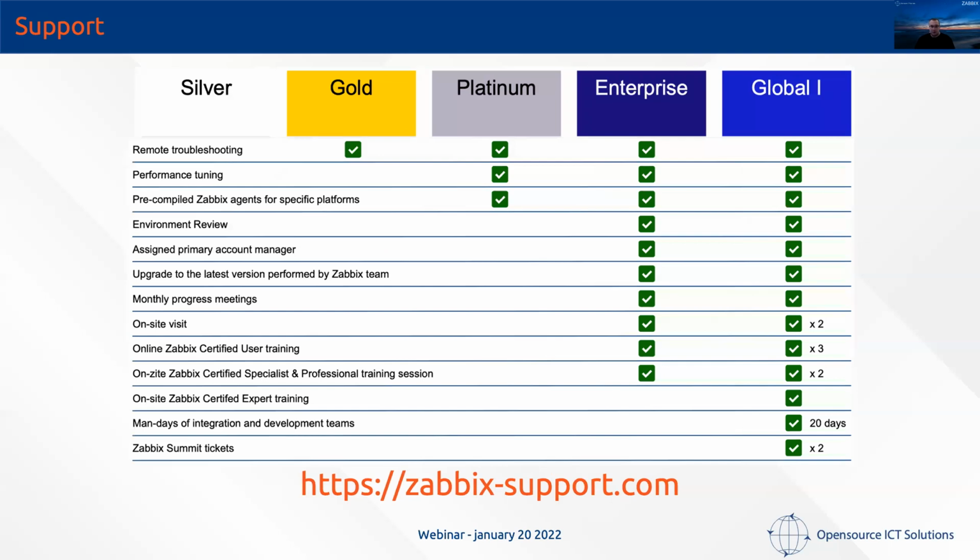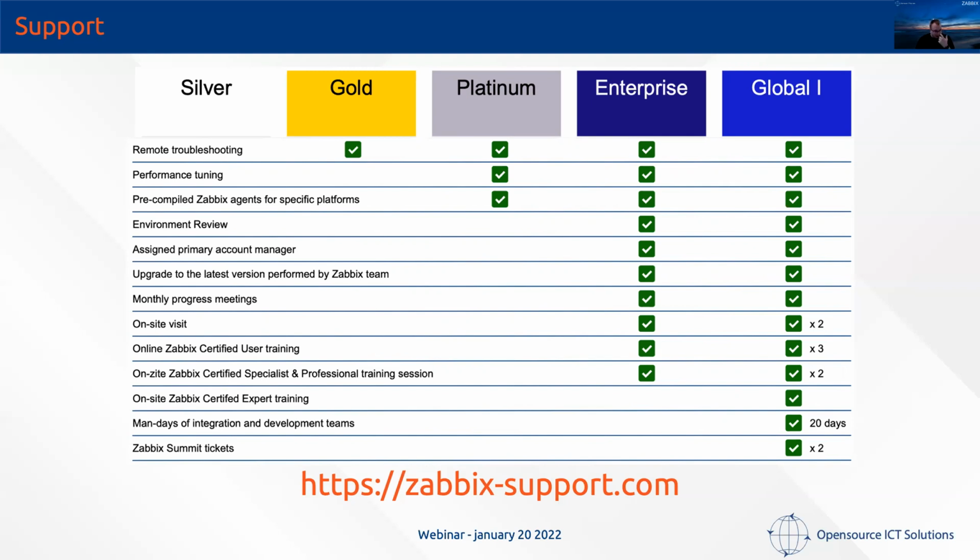Next to that, we are, of course, providing support services. So we have different support tiers. And I don't know, if you purchase gold, you just get remote troubleshooting with tickets. If you purchase enterprise, then performance tuning, monthly progress meetings, 5 days on-site consultancy, user training, specialist training, professional training, all included in the support. And of course, we have the cheaper level, silver, or the more expensive one, global one.